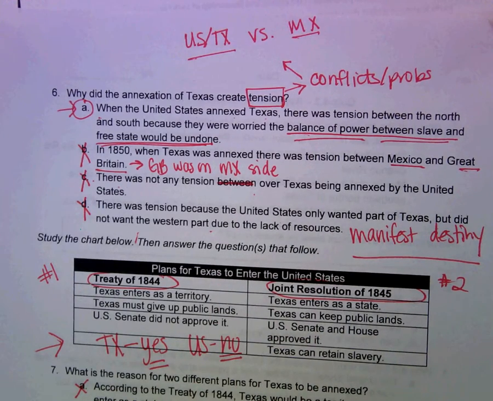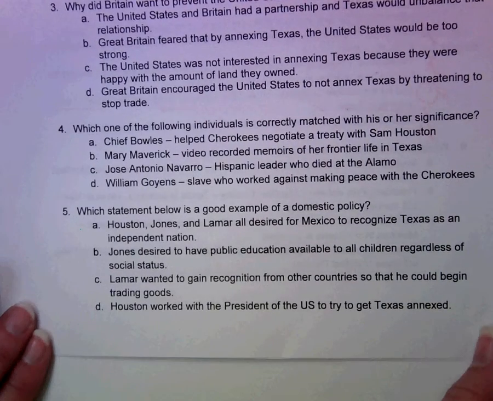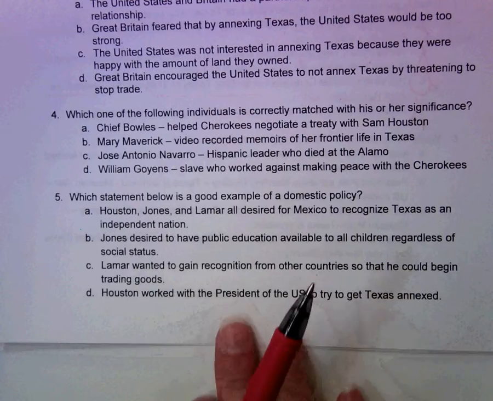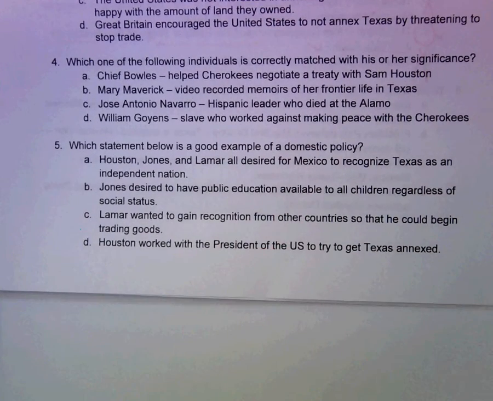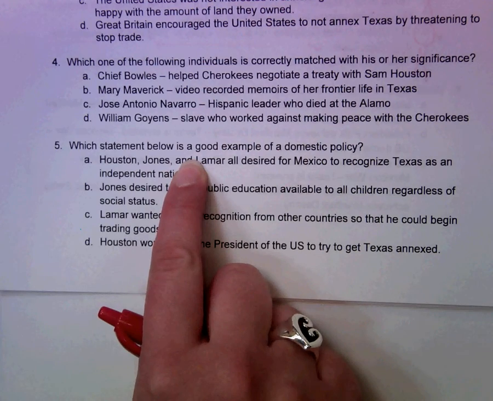Victoria. Number 5. Which statement below is a good example of a domestic policy? This question has come up in all my classes, which is perfectly fine, but I do want to point out vocabulary. If you're not studying your vocabulary that we're doing, whether I test it directly or not, you're not going to understand the questions. Is this question essentially testing your vocabulary knowledge? Yes.